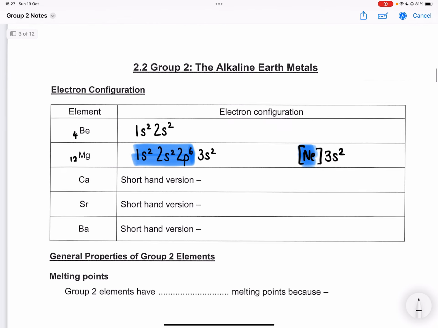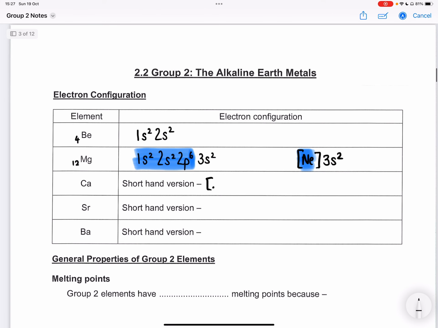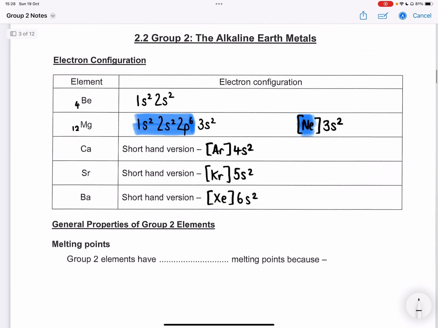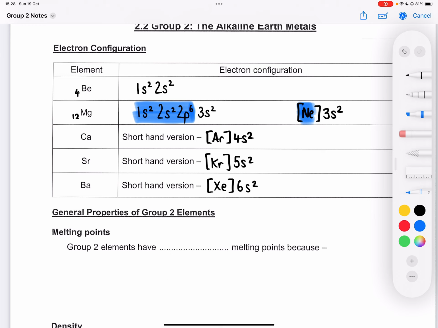So we're going to follow on that pattern. Argon 4s2, and then the next noble gas would be krypton, and then we're in the 5th row, 5s2, and then xenon 6s2. So what we can see is that every group 2 element ends s2. 2 electrons in the highest energy subshell, and that's the s subshell.